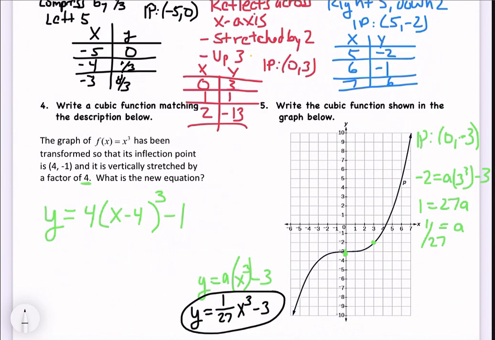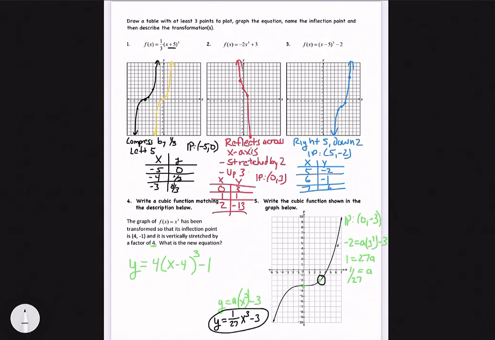Once we know the transformations up and down and left and right, trying to find the a value, you just have to use a second point along the graph and plug it in and solve for a. So hopefully that helps you out, and that now you feel comfortable and confident graphing cubic functions.